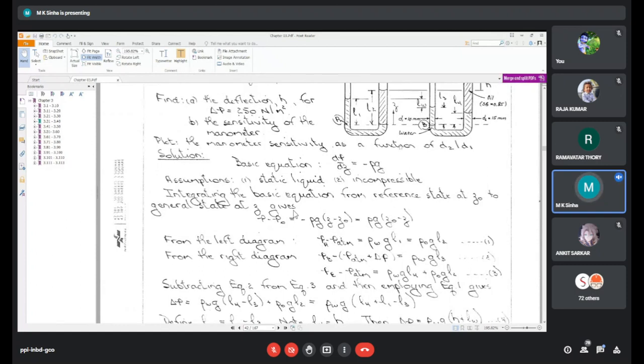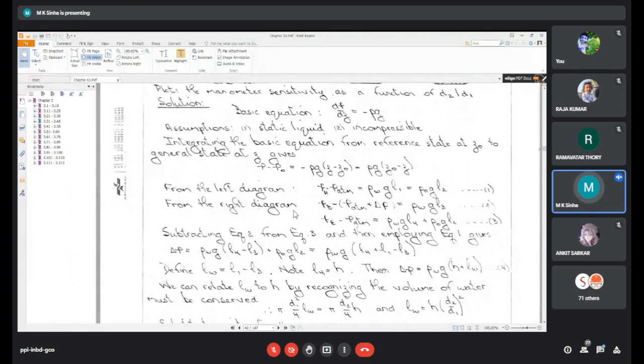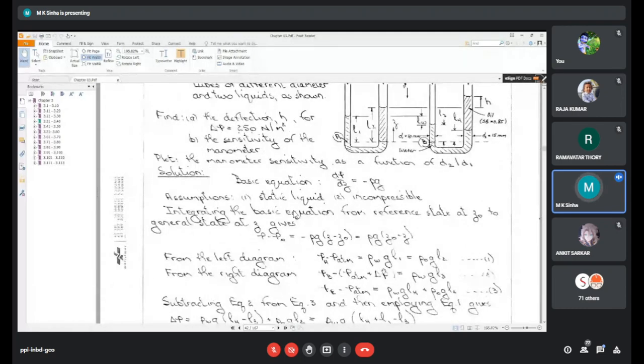See, the Z axis here is indicated as the vertical direction upward. From the left diagram, the pressure is compared and written. From the right diagram, the pressure is compared and written. Substitute equation 2 from equation 3, apply the same theorem, equate and find out the pressure. Here the terms are marked L1, L2 on the left, then they take the right side.